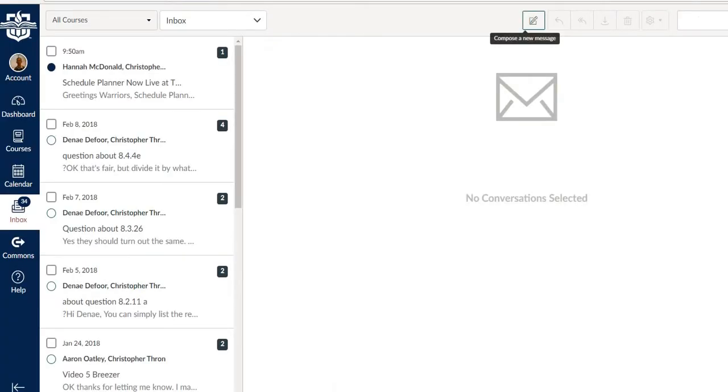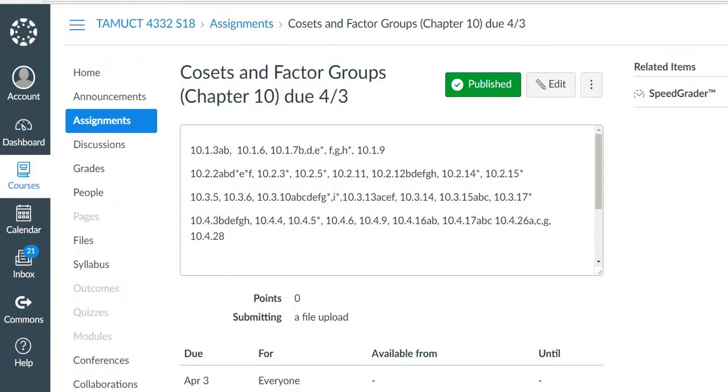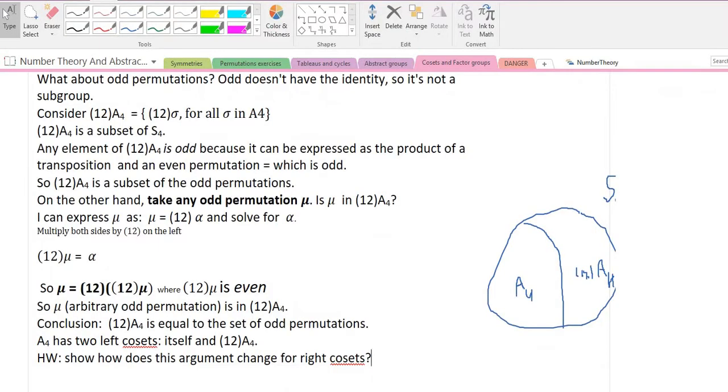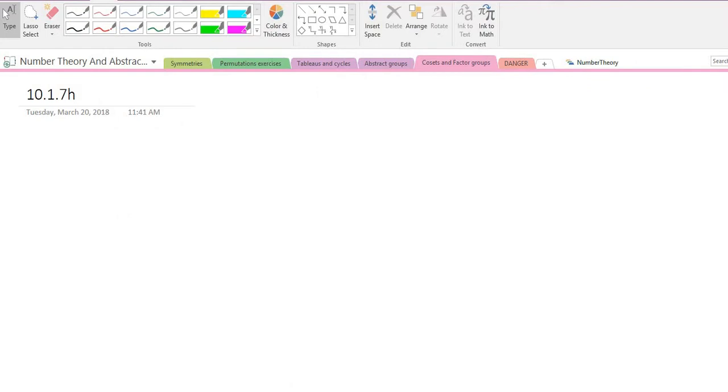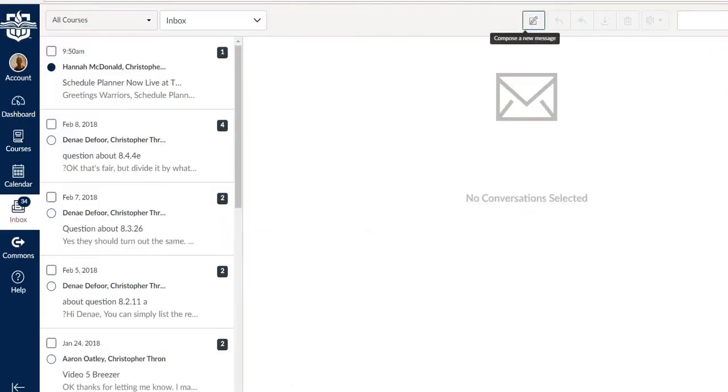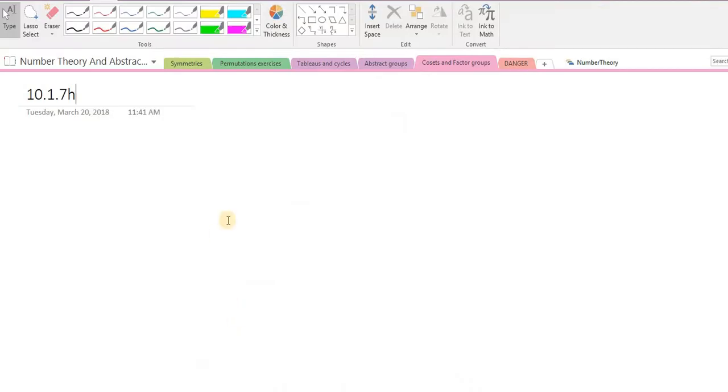Okay, all right, so let me go back to my assignment. The next one I was going to do was H of the same group. So let me look at that. I'll make another page. This is 10.1.7 H. In this case, it's looking at T and C star.